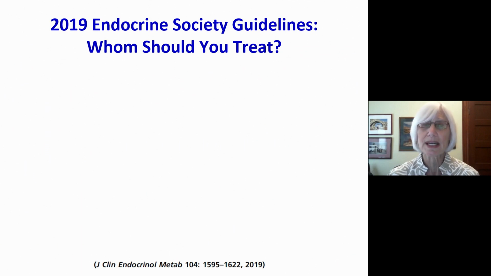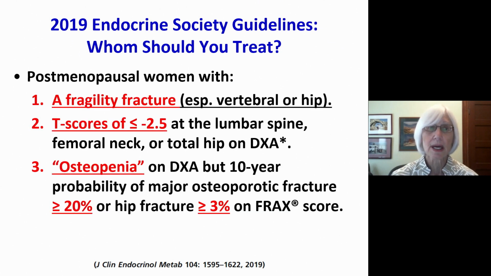So in 2019, the Endocrine Society came out with guidelines. Whom should you treat for osteoporosis? And basically there are 3 categories. Number 1, any postmenopausal woman who comes in with a fragility fracture, a fall from standing height, a very minor fall, or especially someone who comes in with a vertebral or hip fracture. Absolutely, these patients should be treated irrespective of bone density.